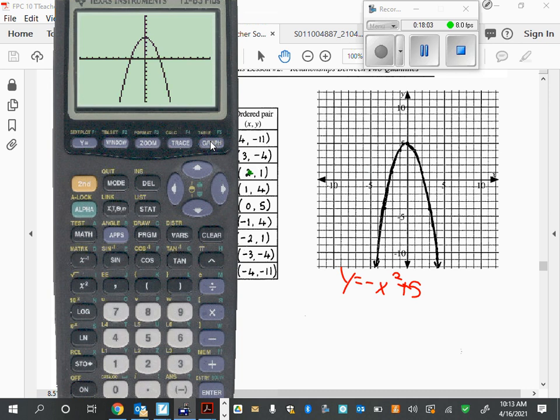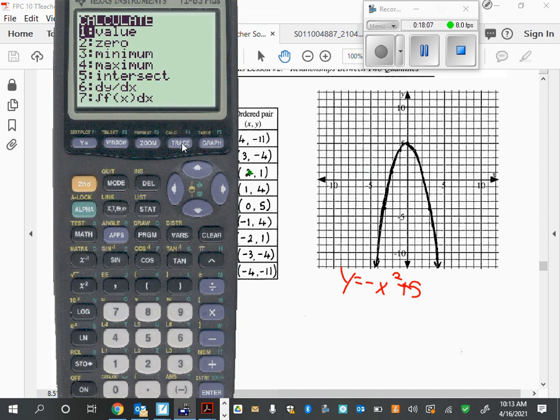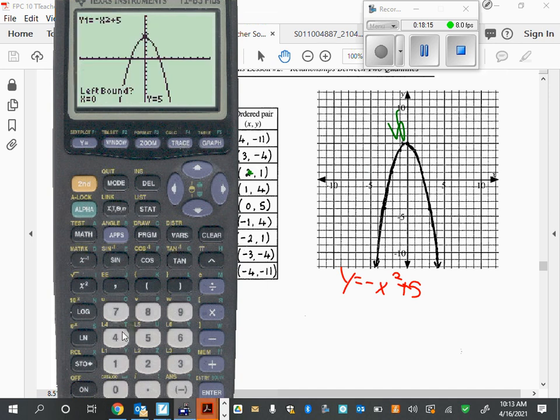We'll go slowly. So second, calculate. Is this a minimum or a maximum? That's a maximum, on top of the mountain. So maximum 4. Now I have to go anywhere left of the maximum, press enter. Anywhere right of the maximum, and press enter. And then don't forget you have to press enter again to evaluate that interval. And that is 0, 5.